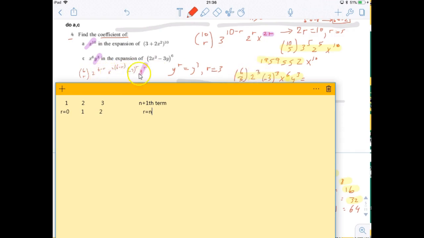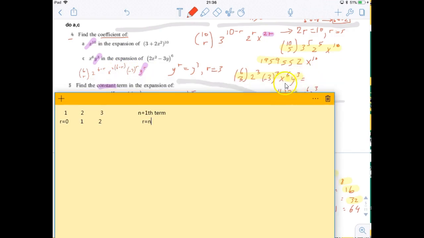Then we have negative 3 to the r, which would end up being negative 3 to the 3rd. Instead of x squared to the 6 minus r, we would have x squared to the 6 minus 3, so x to the 6th. Instead of y to the r, we have y cubed. So we can see that the variable part, x to the 6th y cubed, came out exactly as we needed it to.